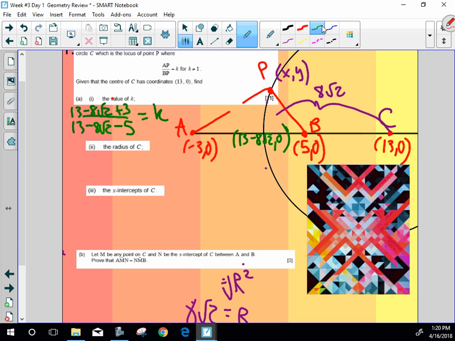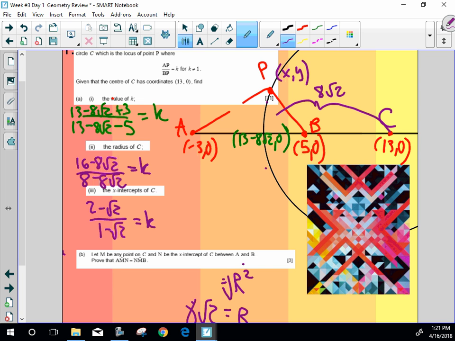Now when I do the algebra for this, you're going to be left with 13 plus 3 is 16 minus 8 square root of 2, over 13 minus 5 is 8 minus 8 square root of 2, is equal to k. If you divide top and bottom by 8, you'll get 2 minus the square root of 2 over 1 minus the square root of 2 is equal to k.